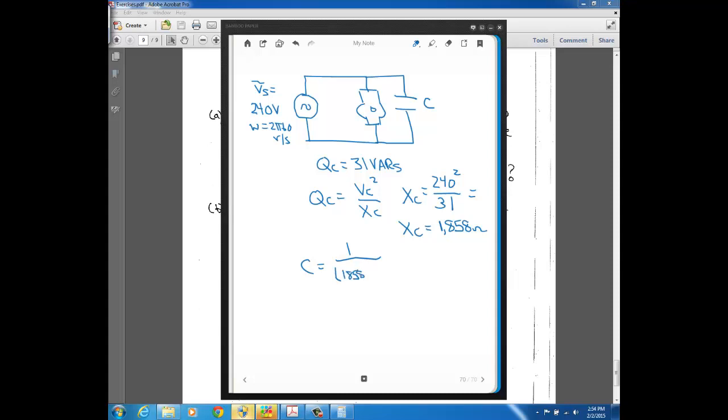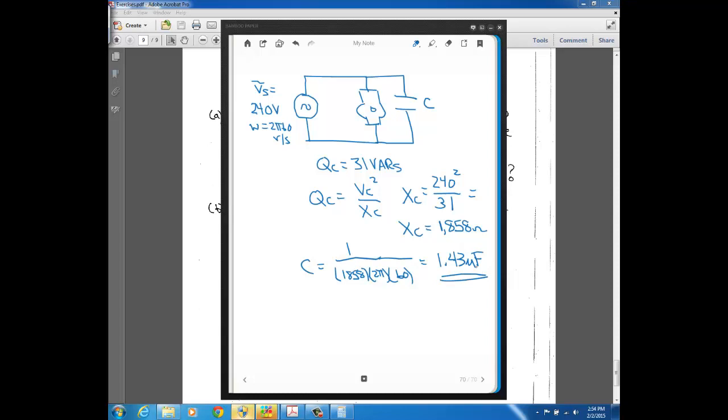Okay, and then the capacitor value is just going to be 1 over 1858 times 2 pi 60. And if you go ahead and work out those numbers, it comes out to a capacitor value of 1.43 microfarads.